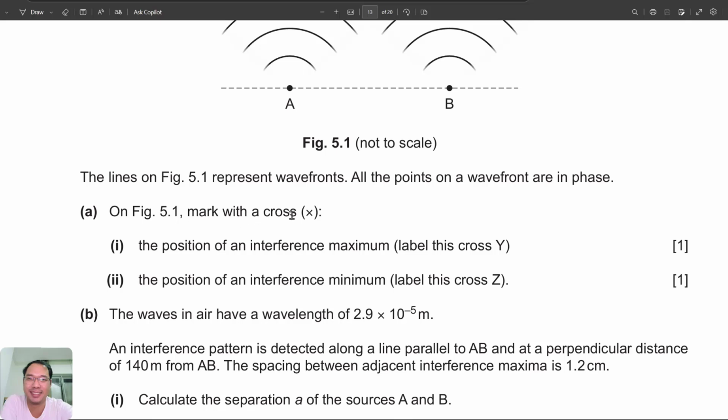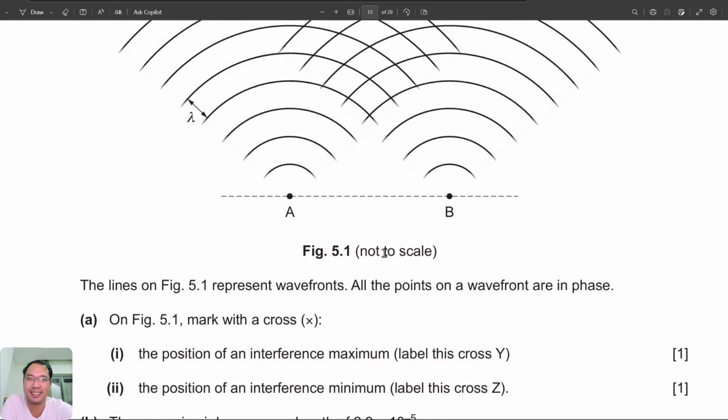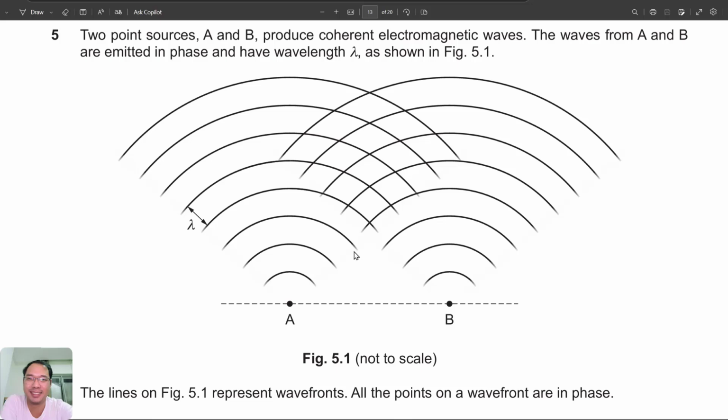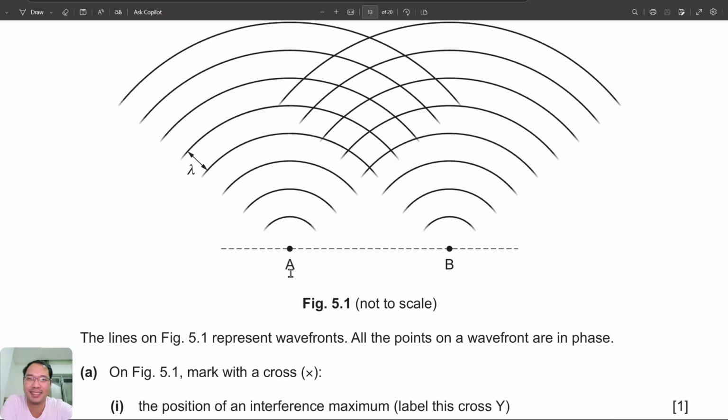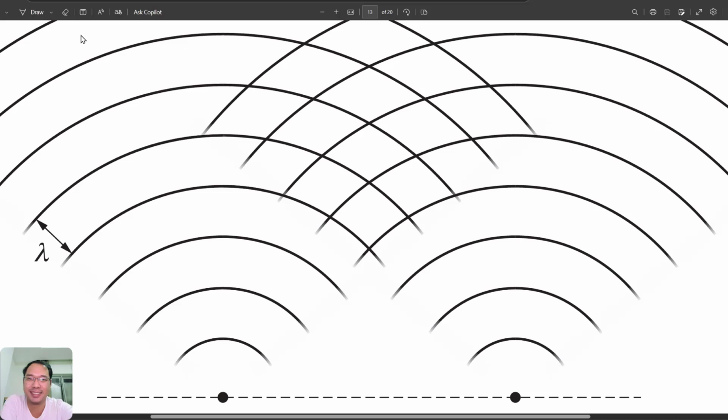On the figure, mark with a cross X the position of an interference maximum, and label with a cross Y the position of an interference minimum. Okay, when the wavefronts intersect each other constructively, you can choose any of the intersections between these wavefronts. For example, this point, or this point, or this point, any of those points are the maxima, when the two wavefronts, the two crests, meet each other. So you can choose like this point, or any other intersection point.